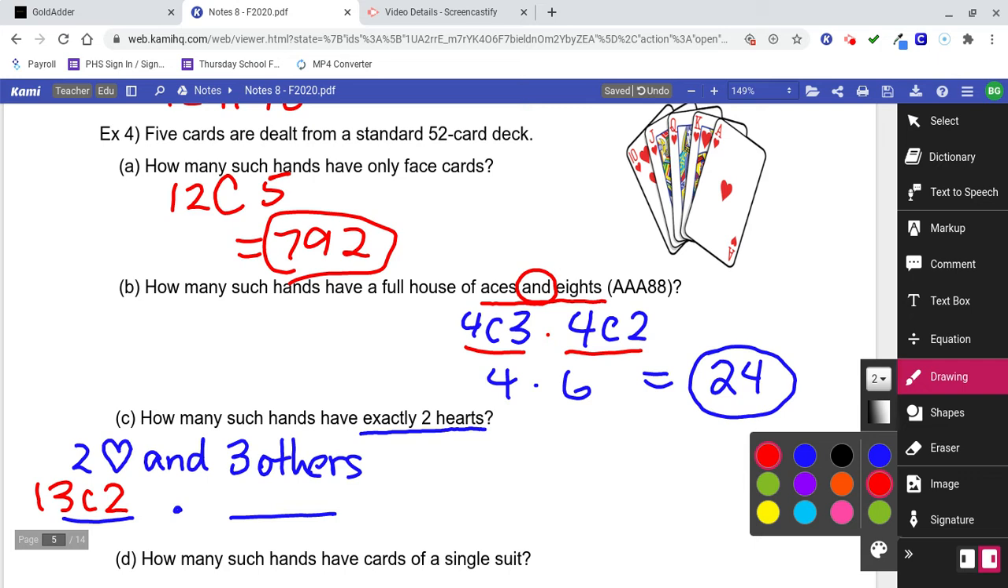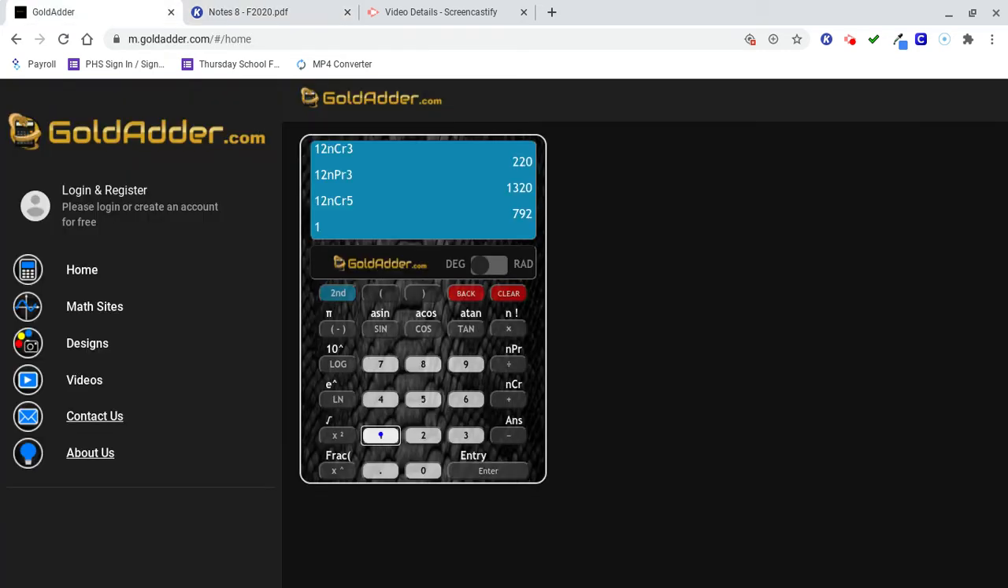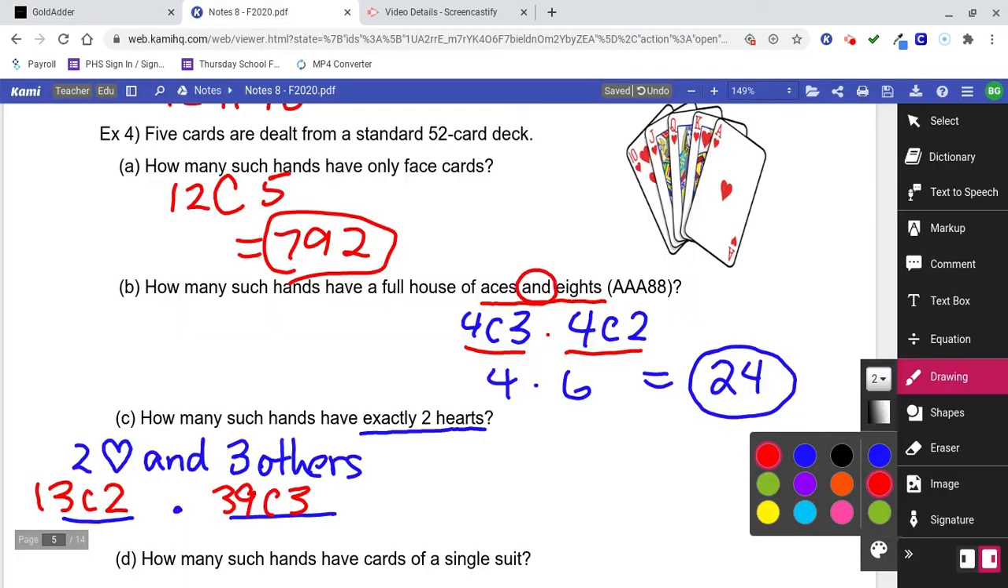So then you think about the other cards, the non-hearts. How many cards are not hearts? 39, very good. That's a hard one. There are 39 other cards, and I'm selecting 3 of those other cards. Okay. So 13 choose 2. And 39 choose 3. 78 times 9,139.